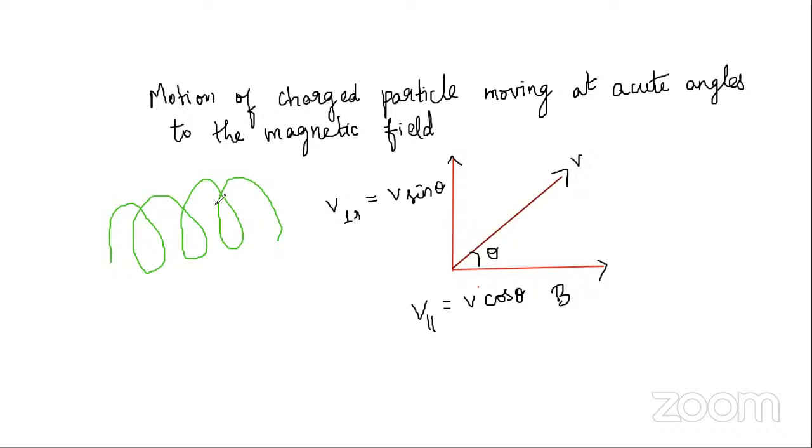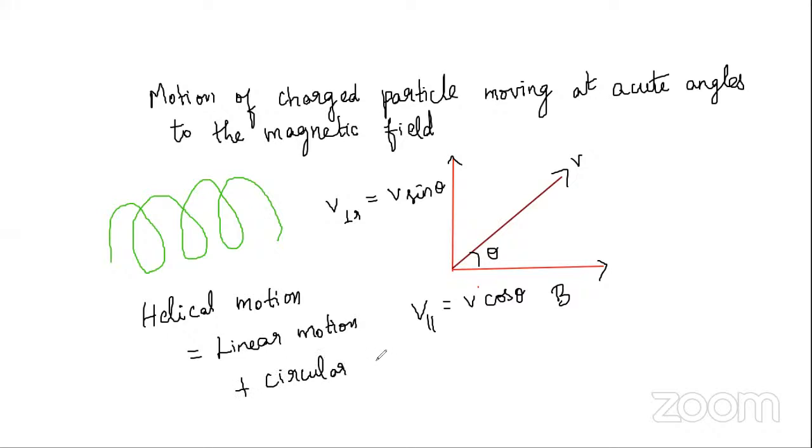I think you are getting my point: due to the parallel component of the velocity, the charged particle moves linearly. But the sin theta component is perpendicular to the magnetic field, so it moves in a circular path. The combination of linear and circular paths gives rise to helical motion. How is this helical motion possible? Because you have linear motion due to the parallel component plus circular motion due to the perpendicular component.